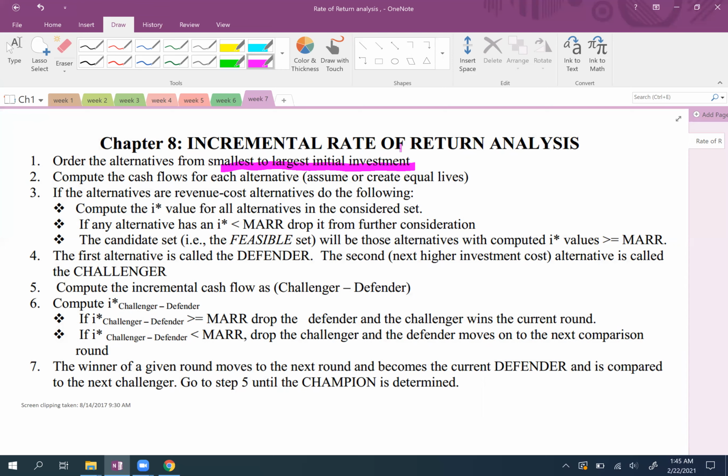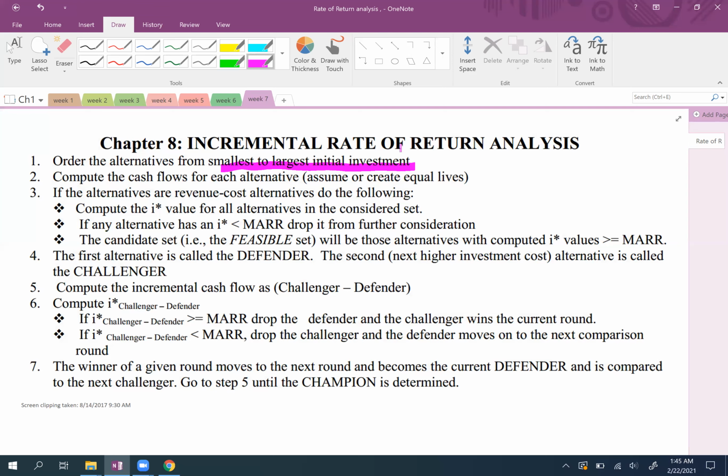Compute the incremental cash flow, then calculate the i star for Challenger minus Defender. If the rate of return for Challenger minus Defender is greater than MARR, you will drop the Defender. Otherwise, you will drop the Challenger. The winner of a given round moves to the next round and becomes the current Defender, compared to the next Challenger. You repeat these steps from step 5 onward until you determine the best alternative.